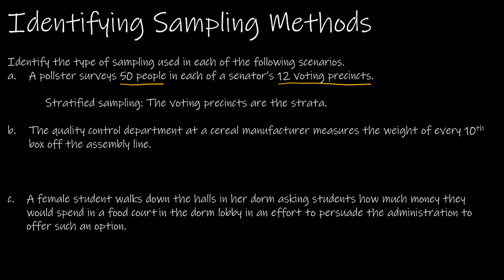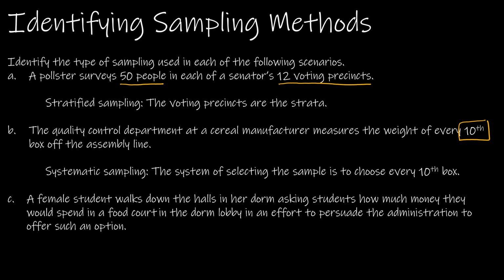For the next question, the quality control department at a cereal manufacturer company measures the weight of every 10th box off of the assembly line. Everybody loves when they get a question like this because everybody knows systematic sampling. They're choosing every nth box where n happens to be 10.